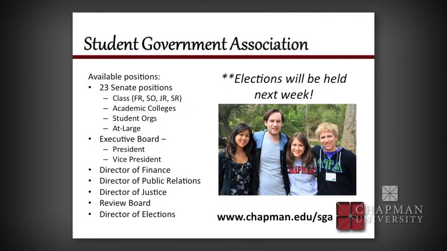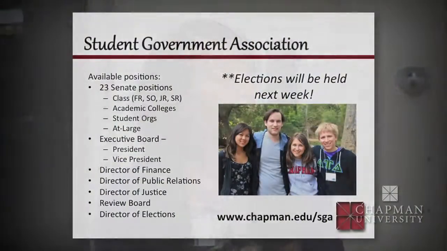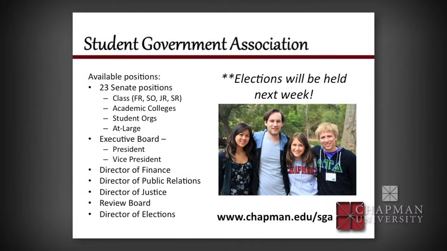Student Government Association, we've talked a little bit about student government. Student government is a wonderful opportunity for students to get involved in advocacy here on Chapman's campus. So they are representing students and student needs. So elections will be held next week for student government. They actually have 23 Senate positions that are broken down by class, by academic colleges. They have a couple of student org senator positions and a couple of at-large senator positions. There's also exec board positions, including a president and vice president, and as you can see, a number of other different positions that students can apply for.